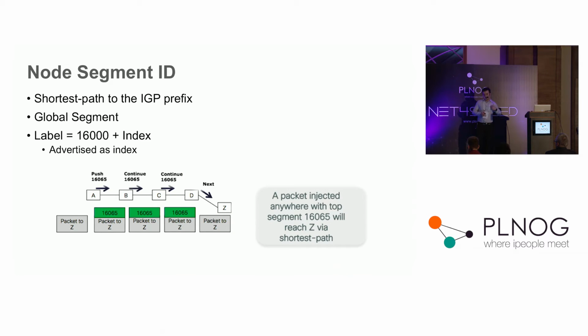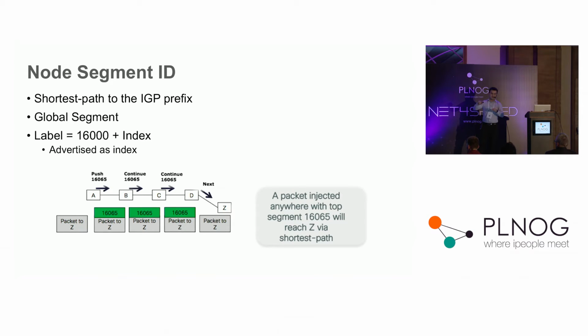So that's the node segment ID, as I mentioned. The labels are assigned from the SRGB block, right? And this is an example. For example, here we have a packet that is sourced from the left-hand side, node A, that goes to the destination, node Z, right? So what happens is that the node segment ID is 16,065. This is assigned on node D. So this is the interface loopback on node D, okay? So all of the rest of the devices know that segment ID belongs to node D.